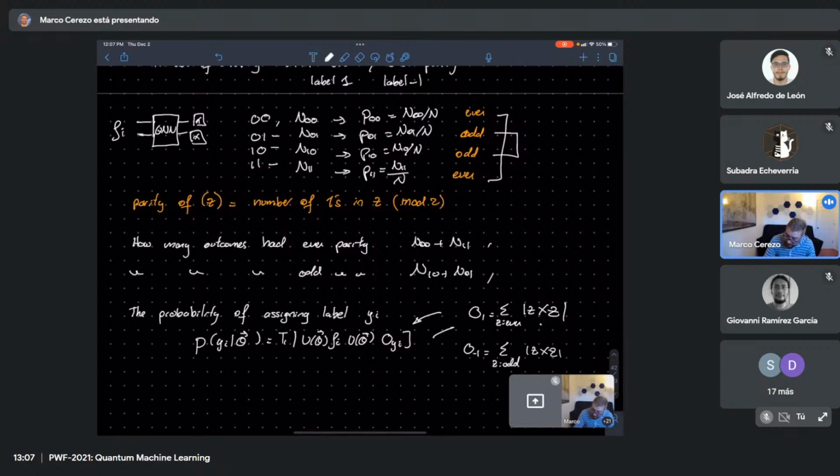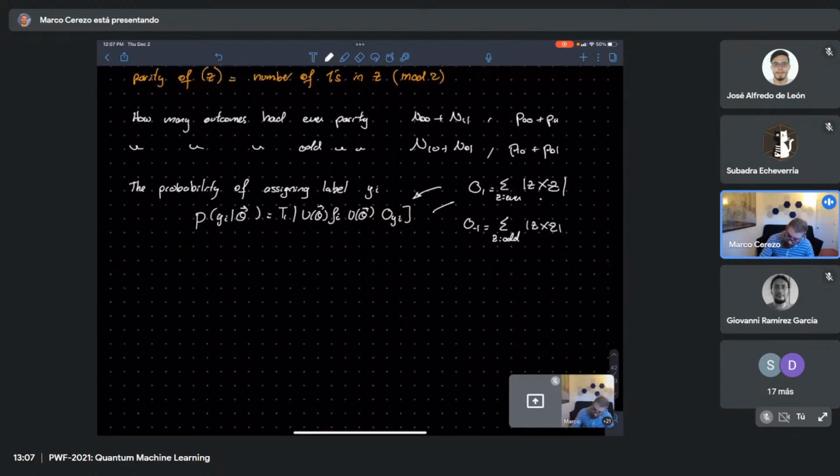So we can actually think about this as P00 plus P11. They contain the exact same information, plus P01, right? So those are the measurement operators that we're going to be using for our classification task, right? And we're talking about what is the probability of assigning a given label.